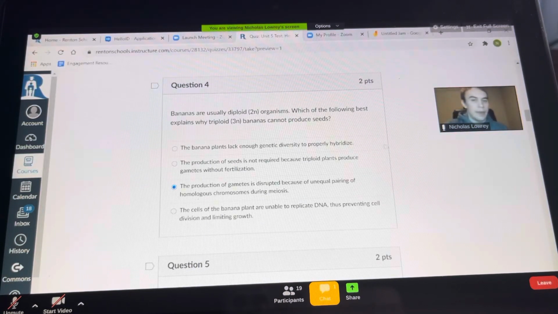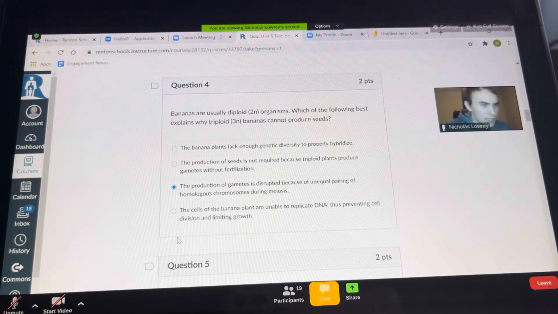Okay? And you can probably rule out some of the other ones as well, like banana plants lacking genetic diversity. When we get an extra copy of a chromosome, that's not lowering the amount of genetic diversity that we have. Production of seeds is not required because they produce gametes without fertilization. You produce gametes without fertilization anyway. You make the gametes and then they fertilize, so this is irrelevant. And then the cells of the banana plant are unable to replicate DNA. We can still replicate DNA. It doesn't prevent that from happening. So this third answer is the only one that could really make sense.